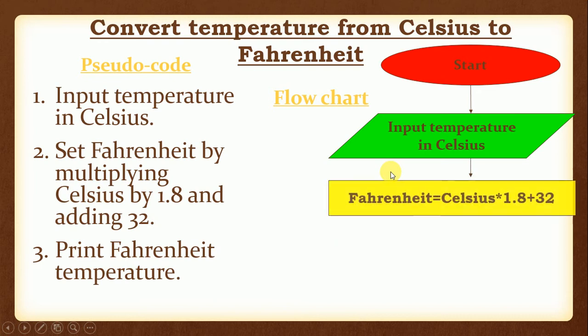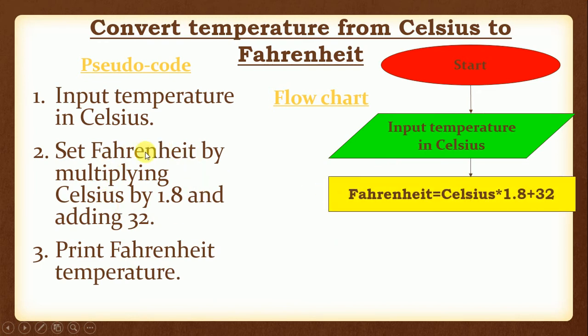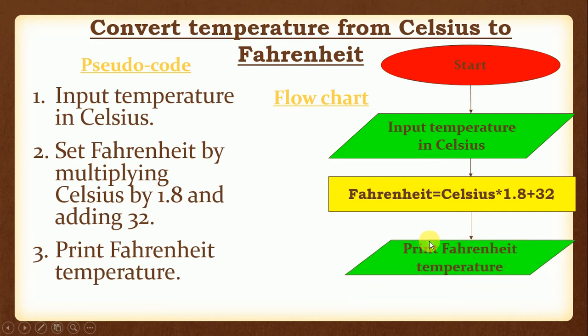Then we need to do its processing. So what is the processing? That is multiply the Celsius temperature by 1.8 and add 32. Fahrenheit equals Celsius multiplied by 1.8 plus 32. Then we need to display, print the Fahrenheit temperature. So the output is print Fahrenheit temperature.